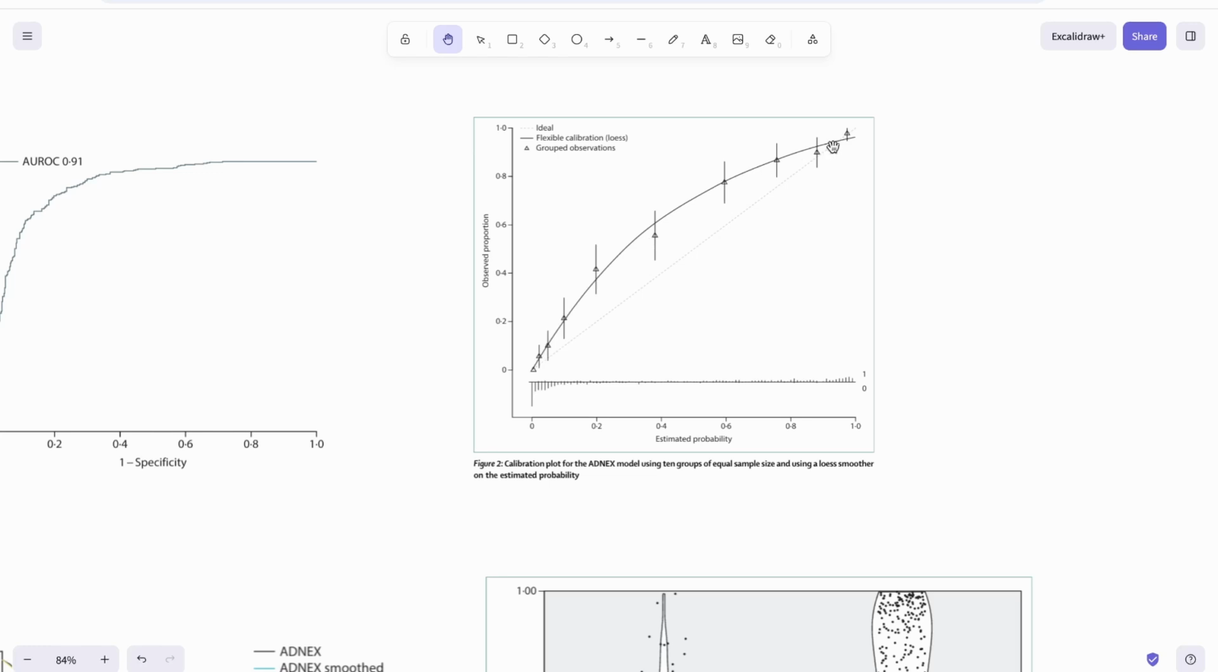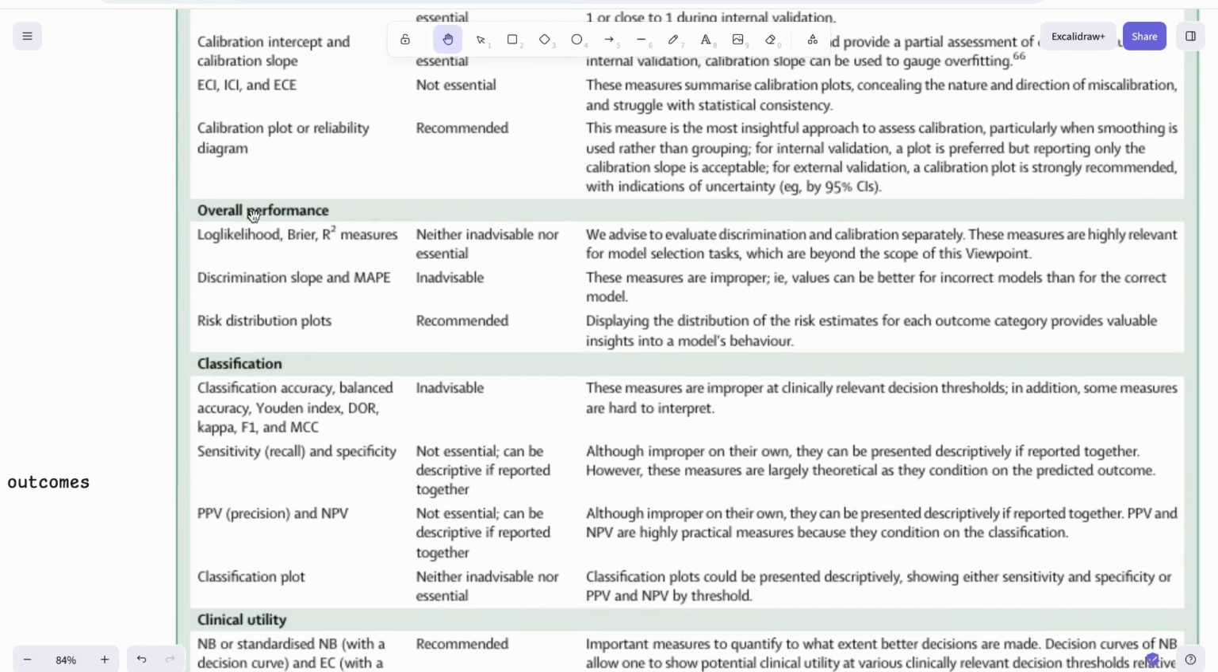So this is the fit that they performed, and you can see that it is a little bit far away from the optimal, the ideal calibration. And if you do the calibration, it should go closer, but having this plot gives more transparency on the performance of the model. So it is recommended to have this plot. The next is for overall performance.